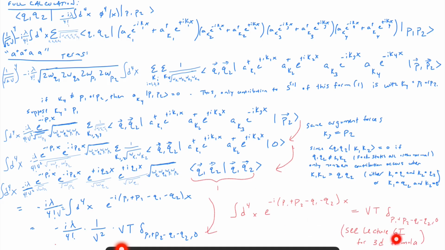You can look at lecture 6i again for a refresher on that if it's not clear to you. So this whole thing just becomes this delta function, and this is our close to final answer here. I get minus i lambda over 4 factorial times 1 over v squared, and then this thing here, which is just VT, and in this place I wrote it as a Kronecker delta. I could even change these minus signs a little. It just says that this whole thing has to equal 0.